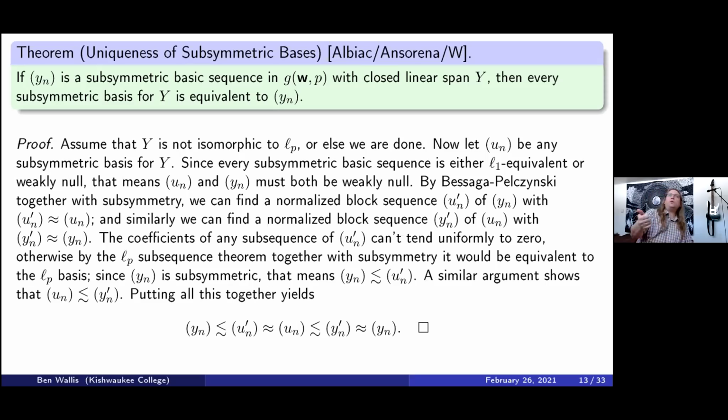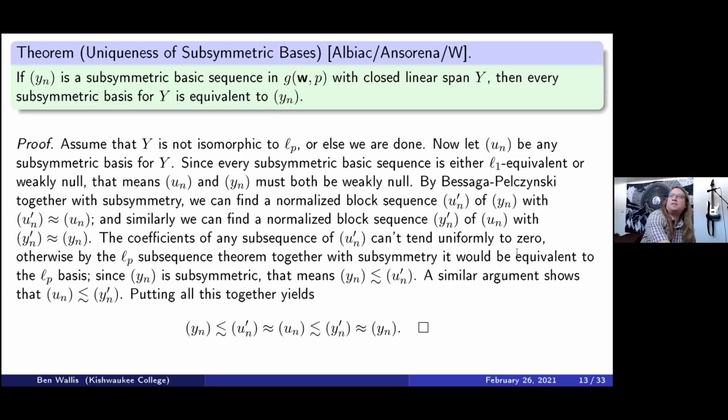Let the U_n's, these guys here, be any other subsymmetric basis for Y. Now, every subsymmetric basis is either L1 equivalent or weakly null. That's not a special property of the Garling sequence spaces. That's just subsymmetric sequences in general. They're either L1 equivalent or they're weakly null. Well, what does that mean? It means in particular that both the U_n's and the Y_n's form weakly null sequences, which means we can apply Bessaga-Pelczynski, as we always want to do, right? So we get normalized blocks.